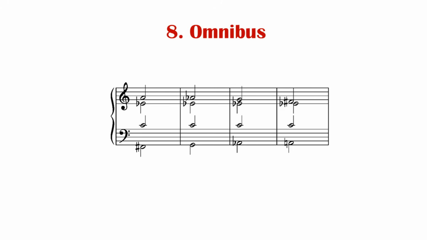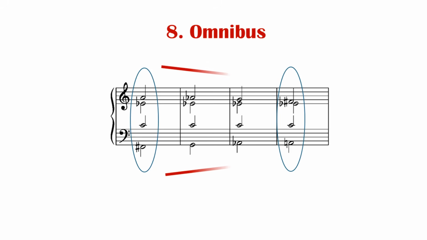Number 8. The Omnibus. The omnibus is a dominant prolongation technique mostly used in minor mode works. In this procedure, a dominant function chord, usually a diminished 7th chord, is connected with a different inversion of itself by means of a series of intervening chromatic chords in which the bass and another voice move in opposite directions and stepwise motion. Hence, we can find examples of ascending or descending omnibus.